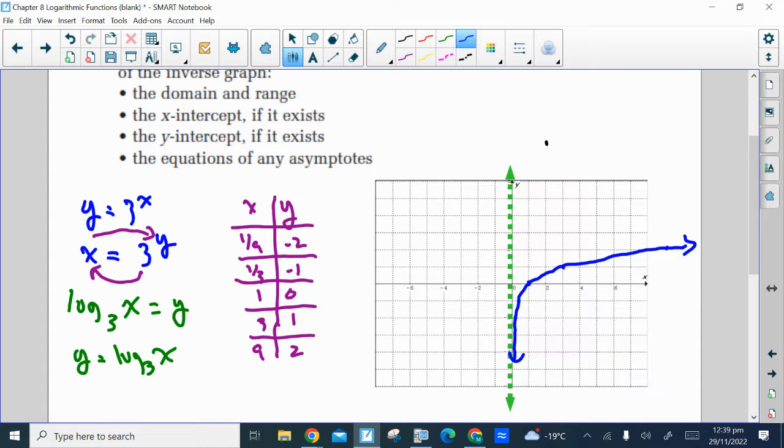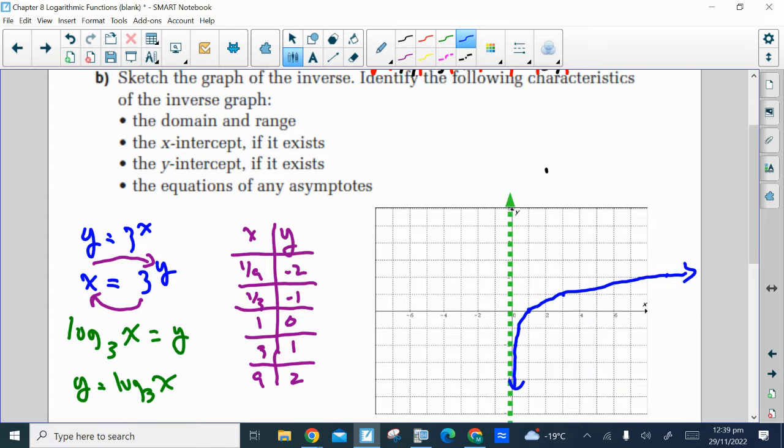So the domain of this is x is greater than 0, so we can go from 0 to positive infinity. X is the argument of that equation. The equation is y equals log base 3 of x. X is the argument, it's what you're taking the log of.